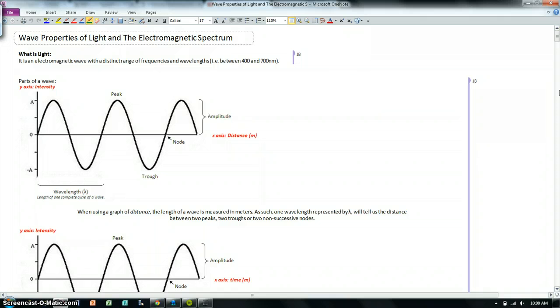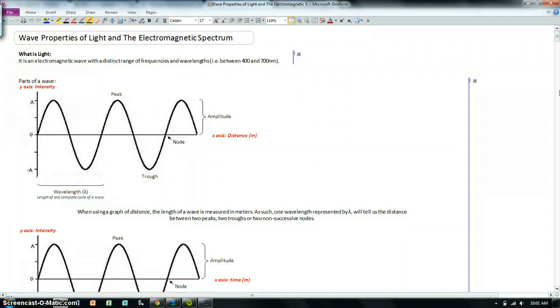So we're going to start dealing with light and how that affects our eyes, how we see, and where light moves and travels. Okay? So the first thing to understand is light acts sort of like a particle and a wave. It's an electromagnetic wave that has a distinct range of frequencies and wavelengths. So light specifically has a wavelength between 400 and 700 nanometers.